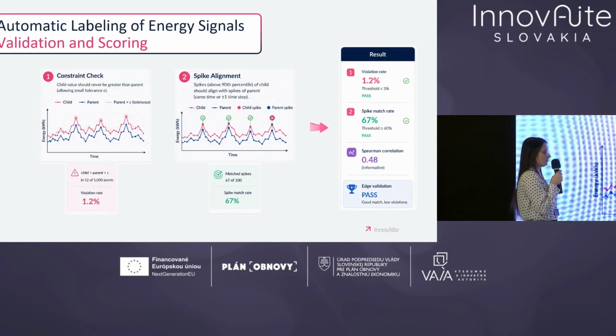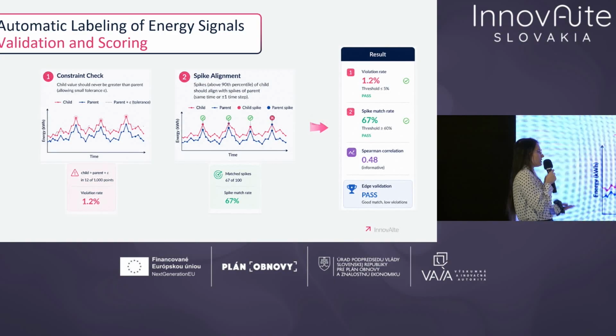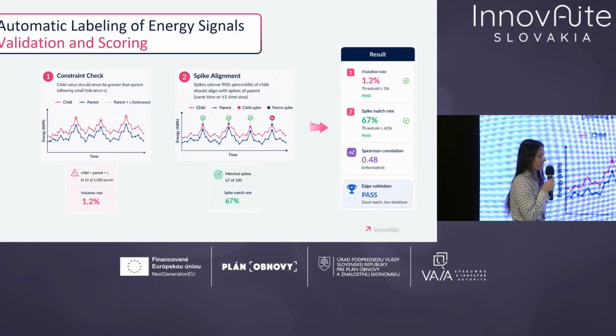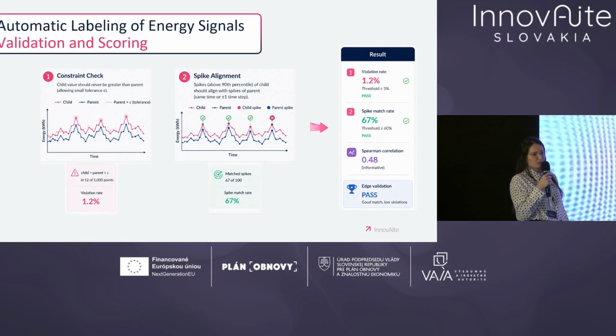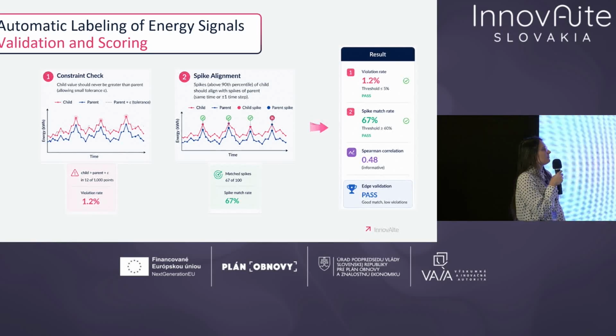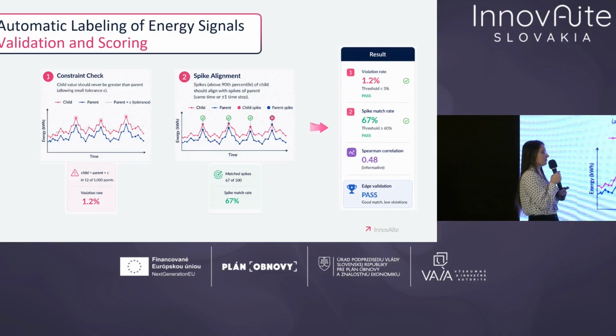The most important is the constraint check, which is looking at the fact that the child value should not be greater than the parent energy. So we get something like a violation rate telling us in what percentage the child was greater than the parent. Of course, it shouldn't happen.